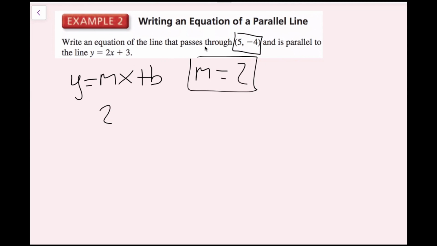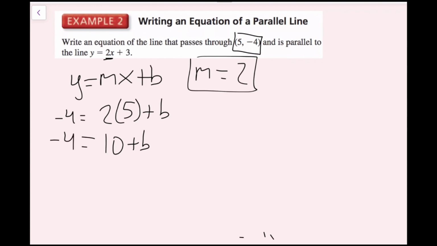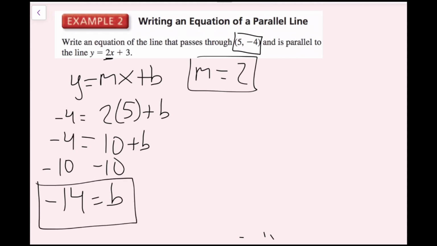So my y value is -4. So -4 equals, I already have my slope from this line, which is 2, and then times my x value, which is 5, plus b. I will simplify. 2 times 5 is 10, plus b, and that's all equal to -4. And the last step would be to subtract 10 on both sides, and I'm going to get -14 equals b.